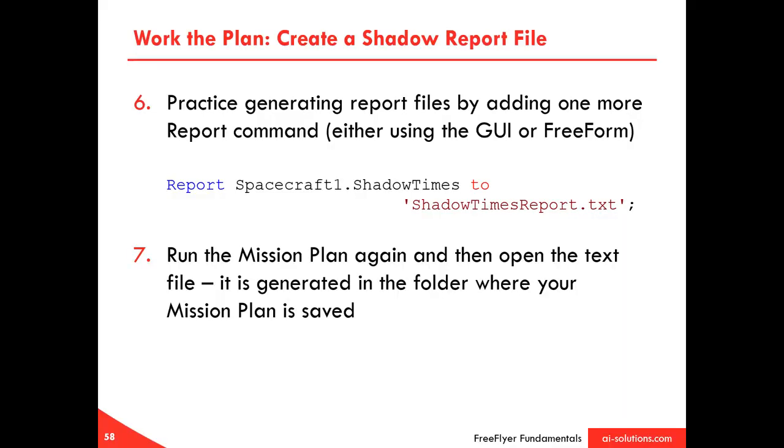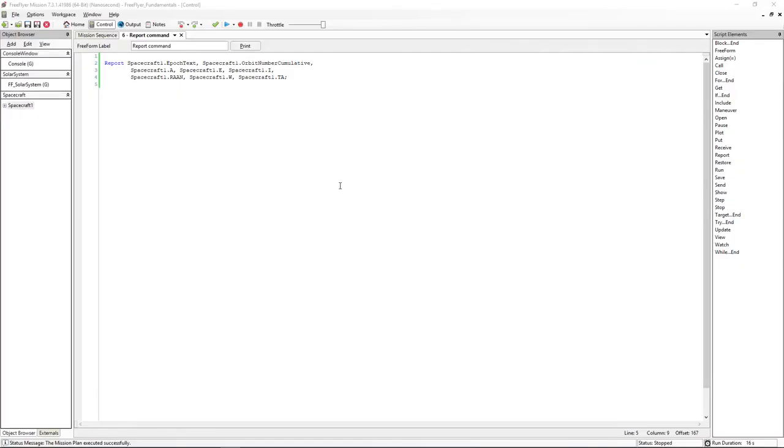Next, we're going to practice generating a report file by adding another report command, either using the GUI or using FreeForm script, to enter the following report of the spacecraft shadow times property to a file called shadowtimesreport.txt. Once you run the mission plan again, you can find that file saved in the same folder where your mission plan is saved. I'll add my report command into the same FreeForm section that I was using for the previous report command.